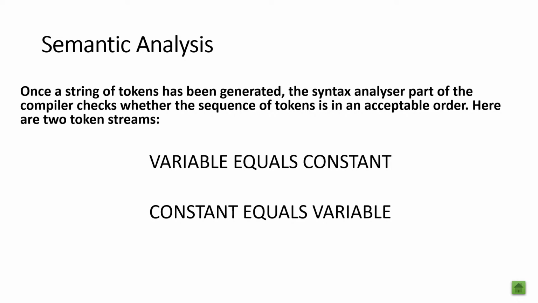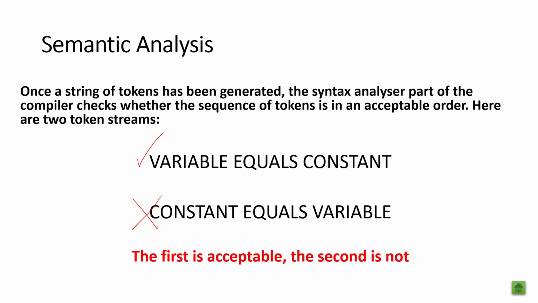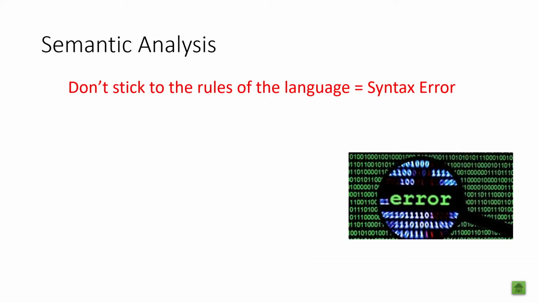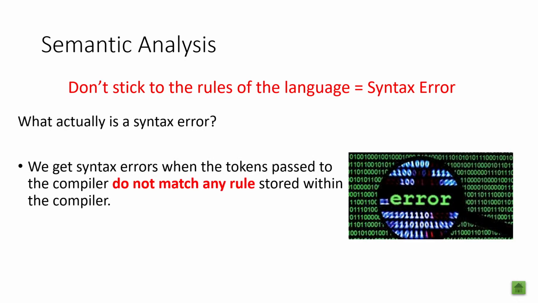So a variable equals a constant, or a constant equals a variable. Well, we can't change the value of a constant, so that's not allowed, but that is allowed. And that's what semantic analysis is for. So if you don't stick to the rules, then you'll get a syntax error. And a syntax error is when tokens are passed into the compiler and they don't match any of the rules. So the syntax you write is incorrect.